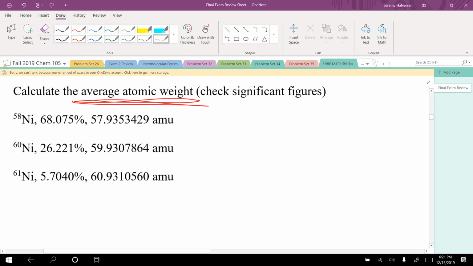Let's calculate the average atomic mass. Okay, and you know the cool thing about this part? It's multiple choice, so who cares about significant figures? Okay. Somebody's crying in the third row right now because... All right, you guys doing this? Okay, you should be.